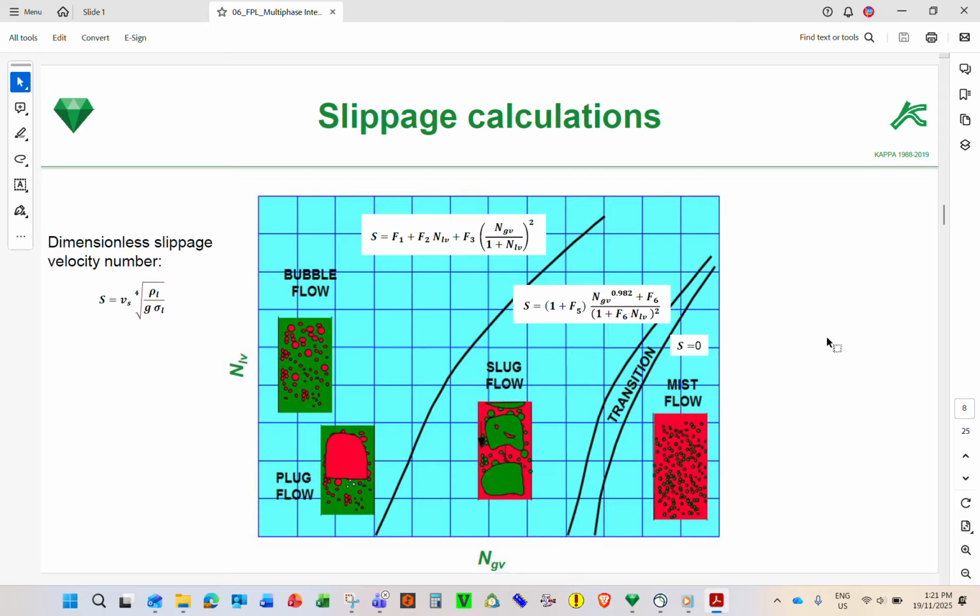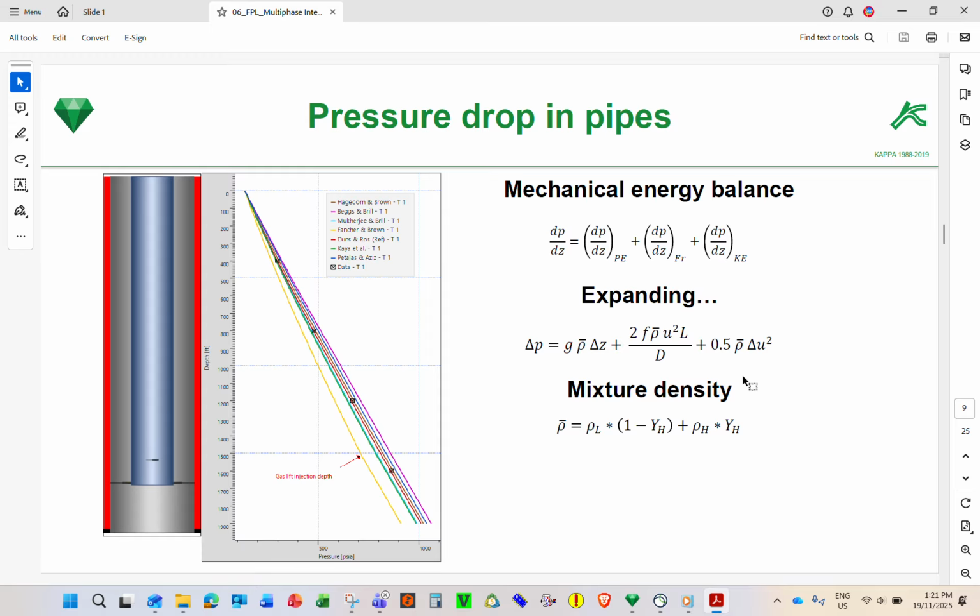So we need to define the flow regime. Yeah, if we know the flow regime, we calculate the slippage, and then we can get the liquid and gas velocity. This one is just for when you do the nodal. But yeah, we have the granite as the nodal package or nodal module. So you can see the difference of the pressure drop, or what you call the flow correlation.